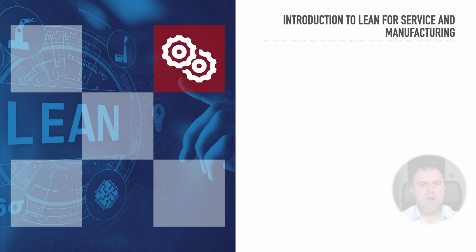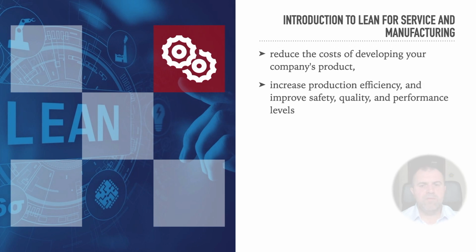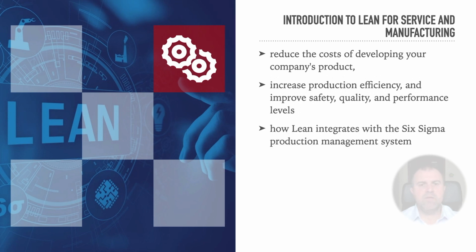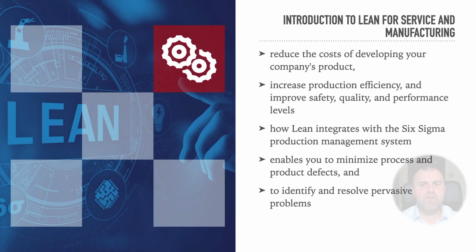By learning how to implement Lean in your organization, you can reduce the cost of developing your company's product, increase production efficiency, and improve safety, quality, and performance levels. Finally, the course explains how Lean integrates with a Six Sigma production management system. Using this hybrid approach enables you to minimize process and product defects, and to identify and resolve pervasive problems.